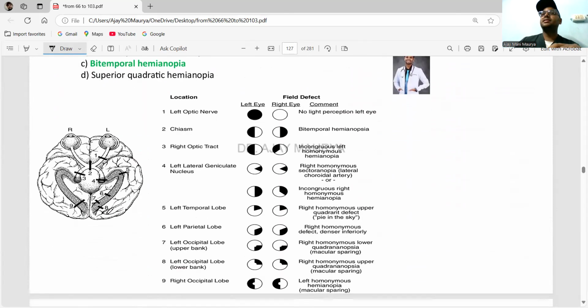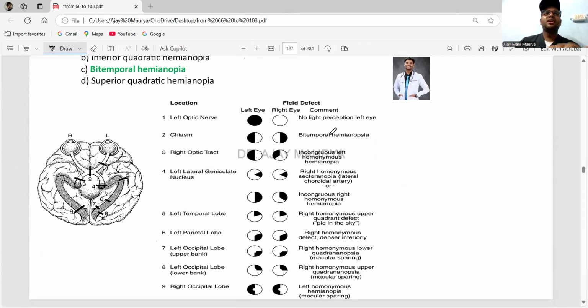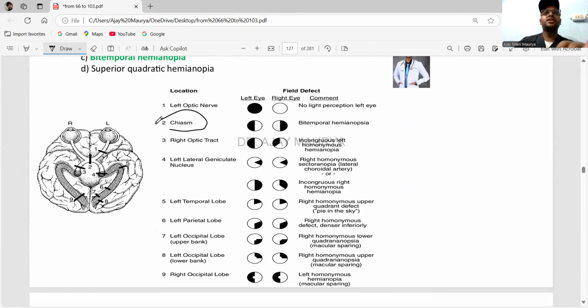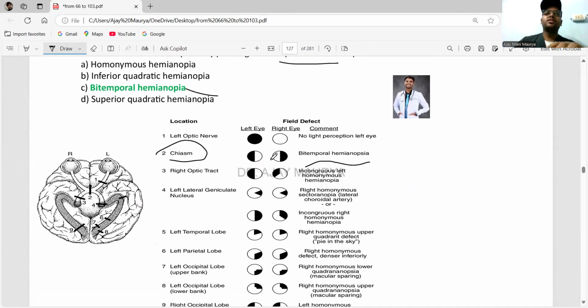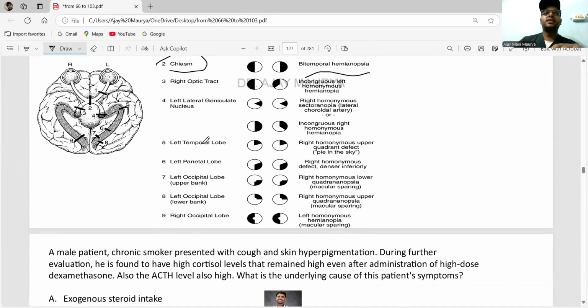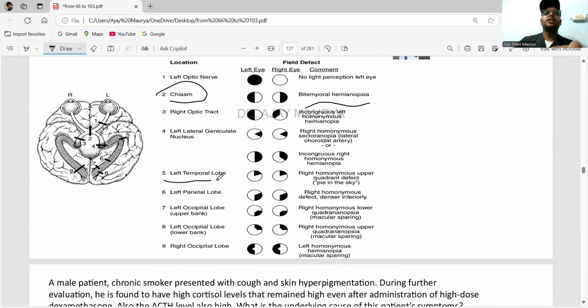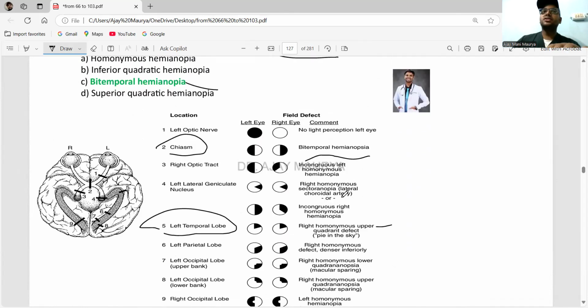See here, this is very easy. Read the question here: repeatedly pressing on the where? Optic chiasma. See, optic chiasma is the location here. What problem did he get? He got bitemporal hemianopia. Answer: bitemporal hemianopia. Tomorrow, they may give the location as left temporal lobe and ask what is the diagnosis. It is a right homonymous upper quadrant defect. See, this is how they are going to ask the questions.